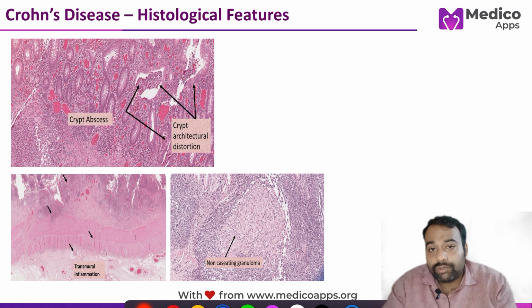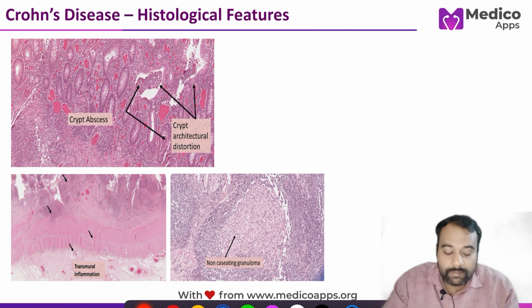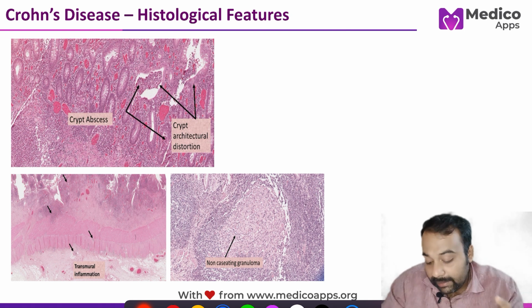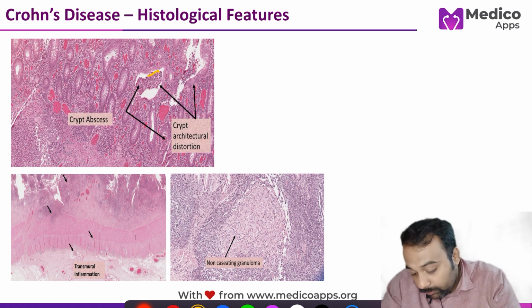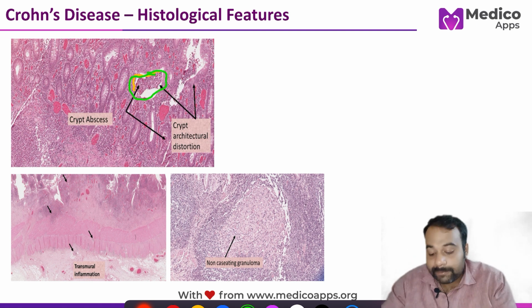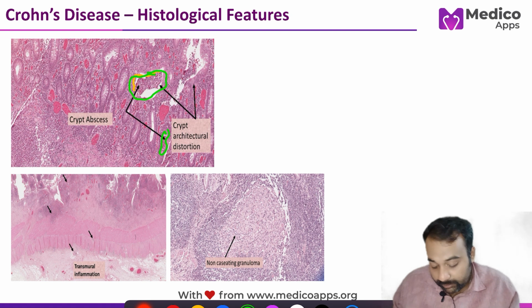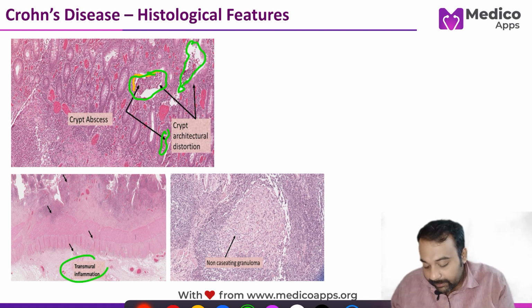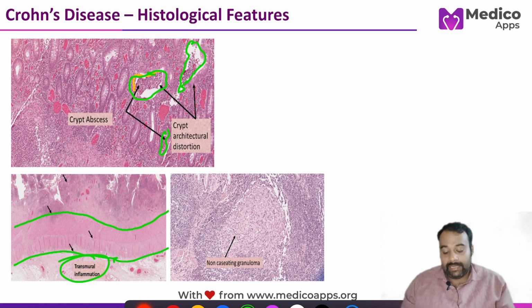Now you need to understand the histological features. There have been lots of histology-based questions, so you need to be able to identify these as well. You can appreciate there is a crypt abscess; in this image, this one is the crypt abscess. As a result, there is also distortion of the crypts, and there is transmural inflammation. You can see that the entire thickness of the intestine is getting involved.